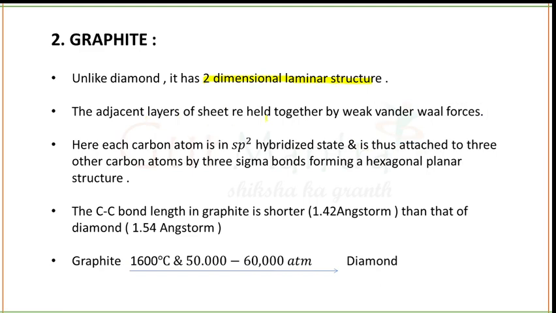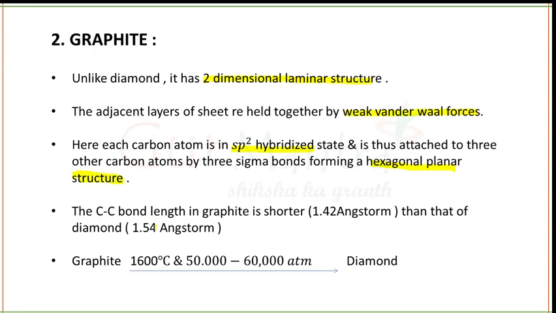The adjacent layers or sheets are held together by weak van der Waals forces. In diamond, covalent bonds were present, while in case of graphite, weak van der Waals forces are present. Here, each carbon atom is sp2 hybridized. In case of diamond, the atoms were sp3 hybridized. In case of graphite, atoms are sp2 hybridized and thus attached to three carbon atoms by three sigma bonds, forming a hexagonal planar structure. The structure of graphite is hexagonal planar.